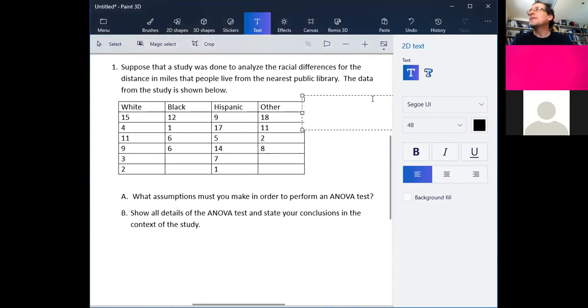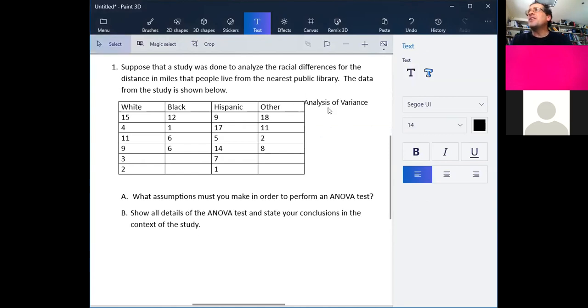Oh, too big. Just a minute. Get all this over here. Analysis of variance is what ANOVA stands for.